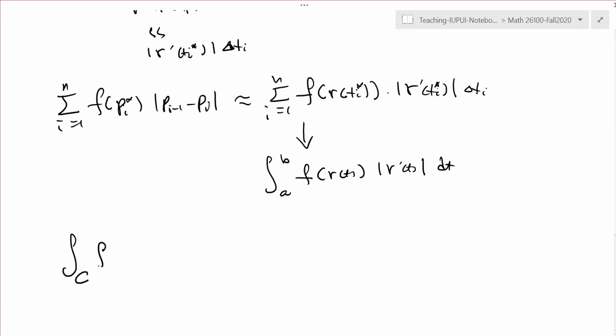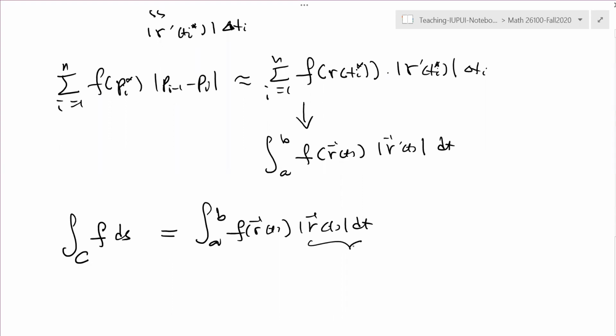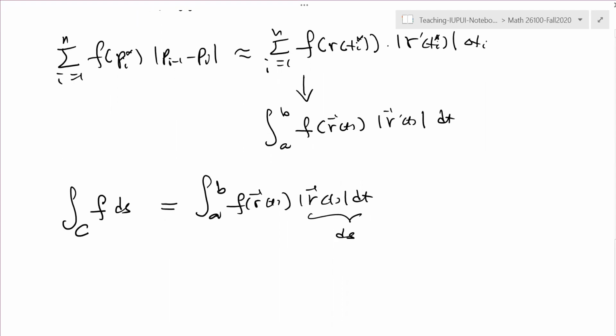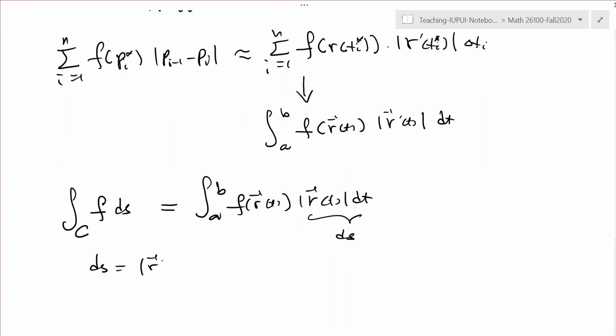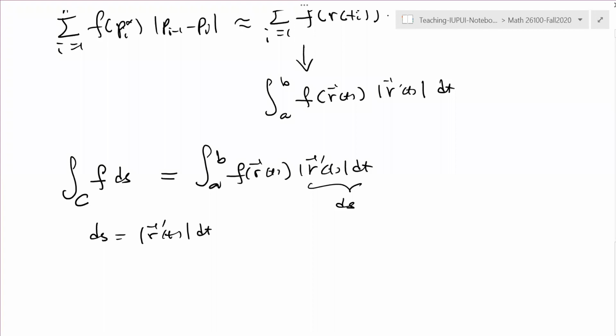The integral of the function around the curve C can be calculated by this formula. So what is this? This actually is called ds, the differential of the arc length. ds is actually going to be that. So the integral of this is going to be the arc length.